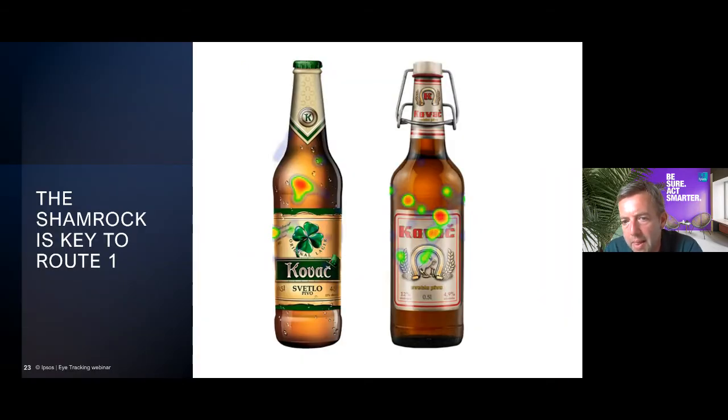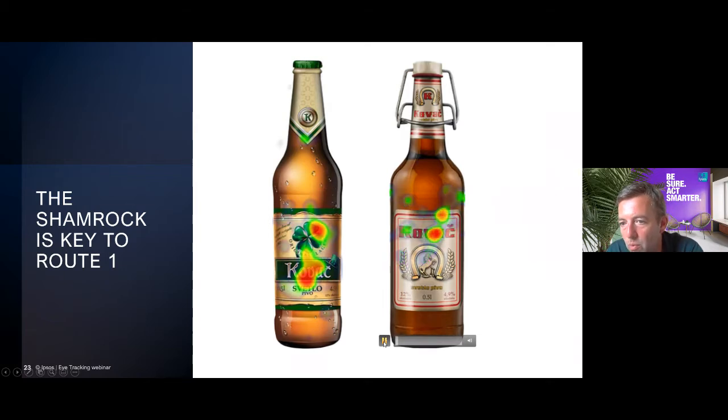Now, what we're going to see away from the shelf, when we look at our individual packs, is, for example, that the Shamrock is absolutely key to route one, and we can see that again in the video, a quick 5-second burst here. We can see that there's a lot of attention to the Shamrock. It's what people really attend to initially. They take a quick check of the Kovac name and then they begin to look around a little bit.